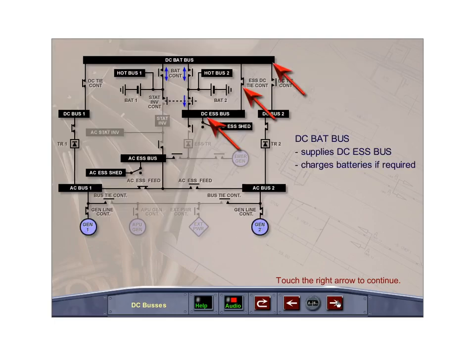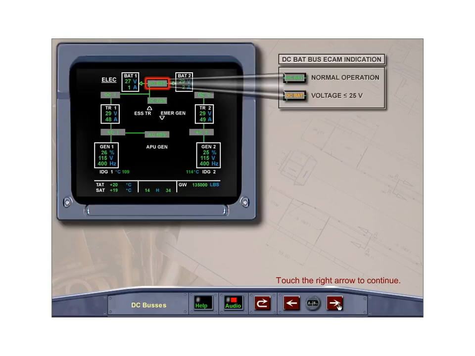Normally, the DC battery bus supplies the DC essential bus through the essential DC tie contactor. When required, the DC battery bus will also charge the DC batteries through the battery contactor. The ECAM displays the DC battery bus normally in green, changing to amber if the voltage is 25 volts or less.